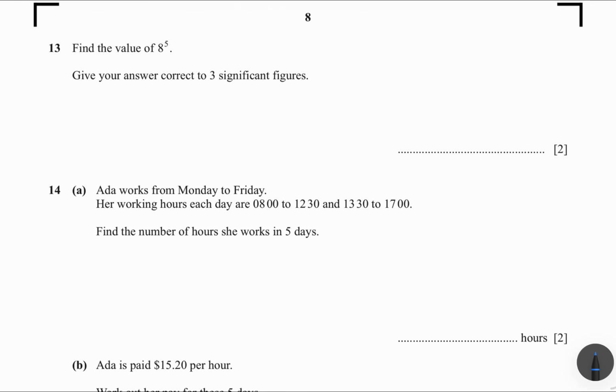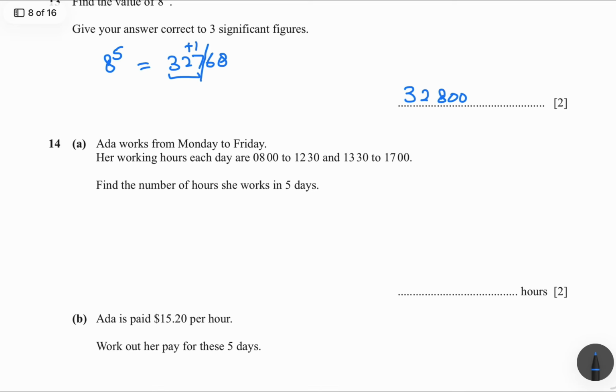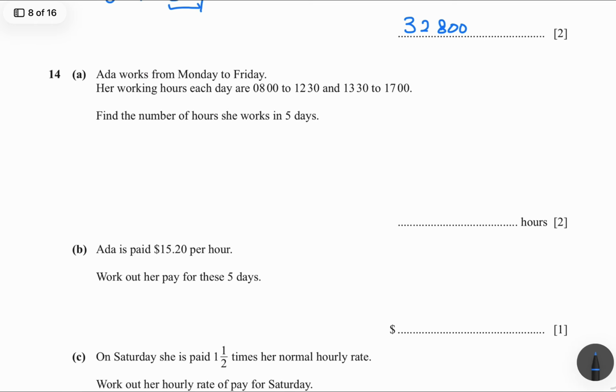Now number 13, find the value of 8 power 5. So just plug in 8 power 5 in your calculator, and then you write it to three significant figures. So this is 32,768. So three significant figures, we will write it down here, 32800, because this 6 is greater than 5, so we will add 1 to the left-hand digit, right?